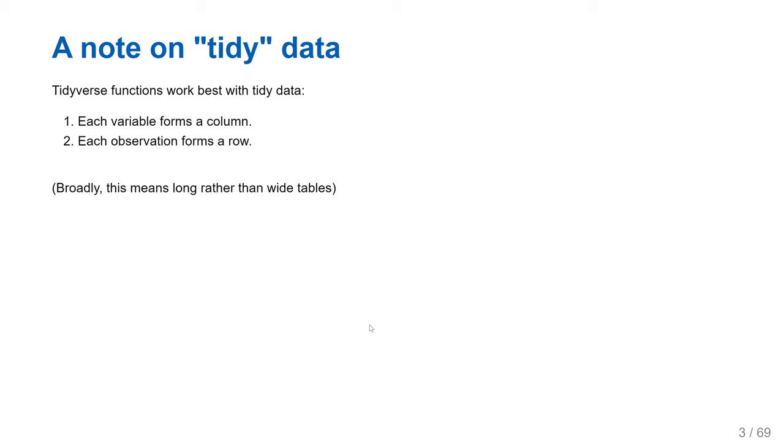Tidyverse functions work best with tidy data. Each variable forms a column and each observation forms a row. You can kind of see that in your RStudio environment, it will refer to observations and variables, rows and columns. And broadly, this means that there are long rather than wide tables, because a long table is a little bit more readable than a really wide table with several columns. But those data sets do still exist. You can then flip them around, or you can work with it if there's a specific use case for this type of data structure. But generally, we prefer long rather than wide.